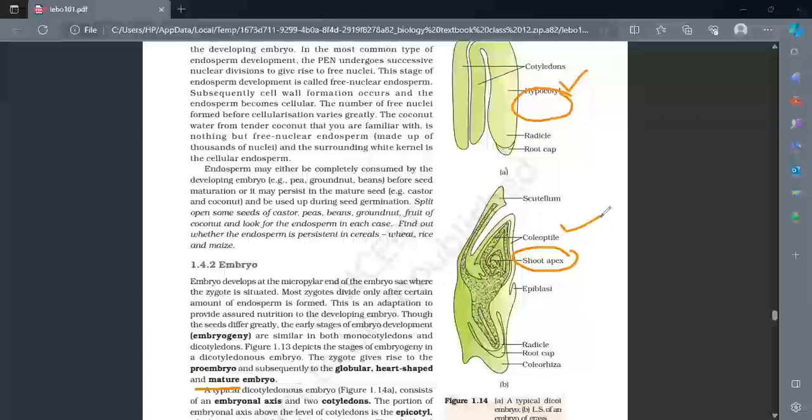On the other hand, towards the lower side, you have another region called the radicle. That is going to be the future root, along with the root cap region. So the radicle and the root cap region are towards the lower end. You can see this is the radicle part.